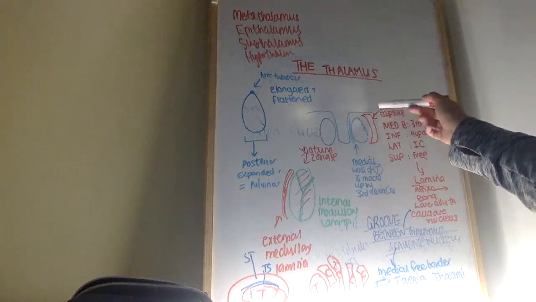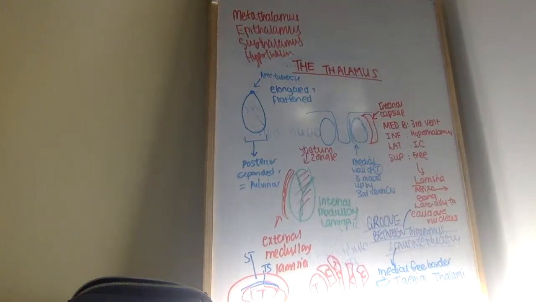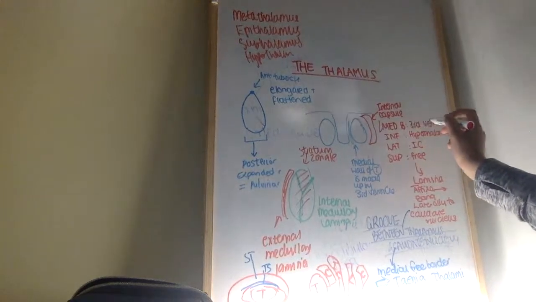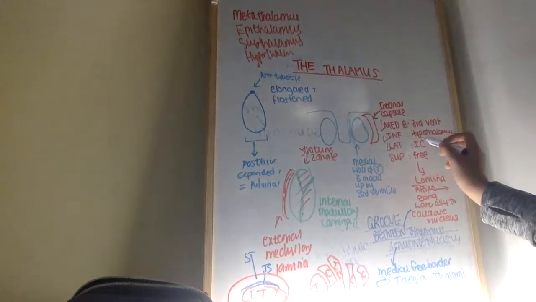Now, laterally, I've drawn the internal capsule. So the internal capsule is located laterally, and the question I could ask now is, what are the structures that are located medially to the internal capsule? And you would say your thalamus as well as your caudate nucleus. In relation to your internal capsule, your thalamus and caudate nucleus are medial. Laterally, you've got your lentiform nucleus, which includes globus pallidus and putamen, and then laterally to the lentiform nucleus, you've got your claustrum. Okay, we've discussed the third ventricle, the hypothalamus and the internal capsule.